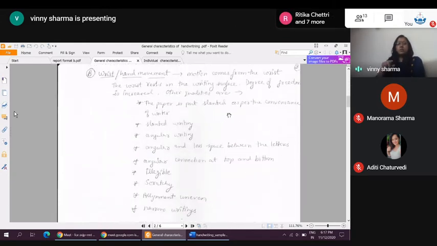Then comes your wrist movement. Again, I would like you to look at my hand. See, when the wrist movement comes into play, the motion comes from my wrist.